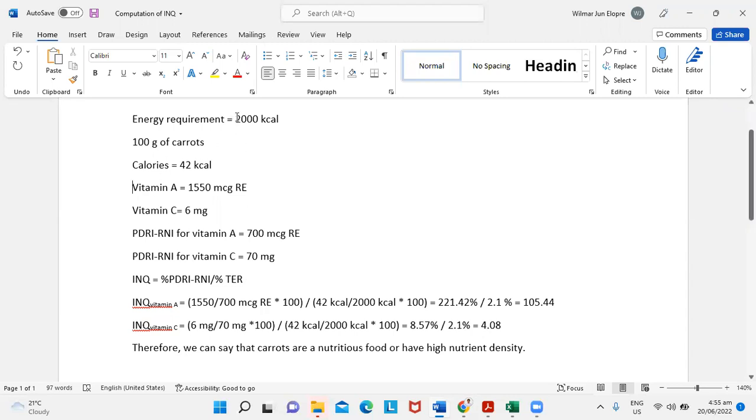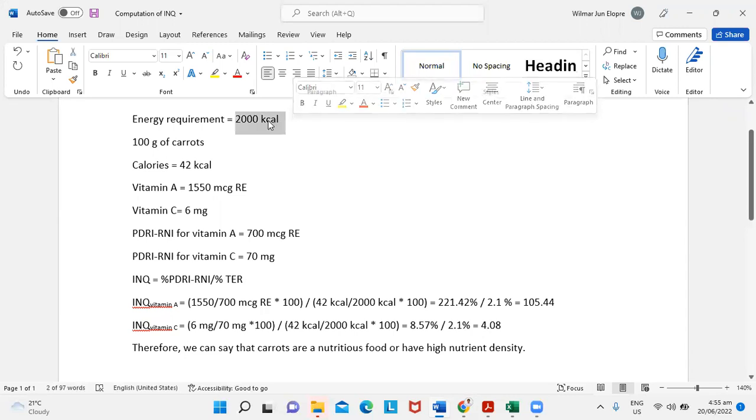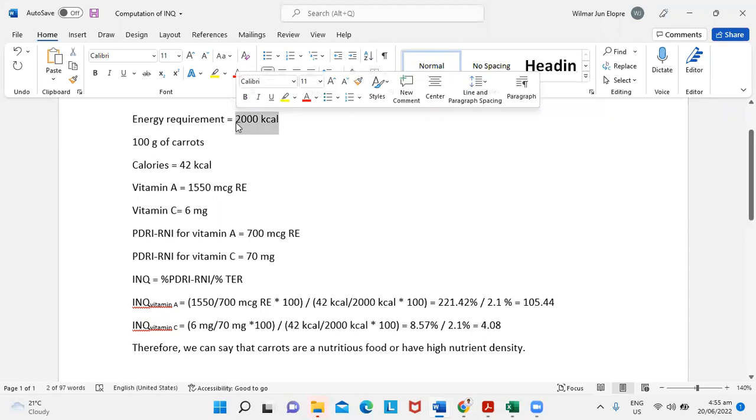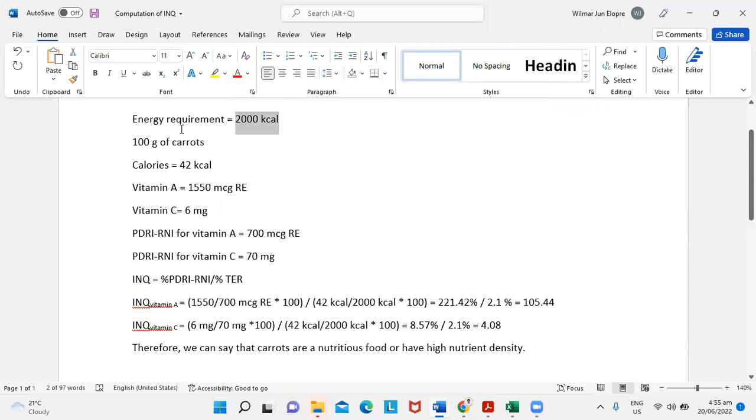We already have the energy requirement, which is 2,000 calories. This is just an example. In the exam, the energy requirement will be given, but you may need to derive the caloric content as well as the vitamin A and vitamin C of a particular food item from the FCT. You might also need to check the PDRI RNI for the nutrients given. You would check the PDRI RNI for vitamins A and C, because that is what is required here.